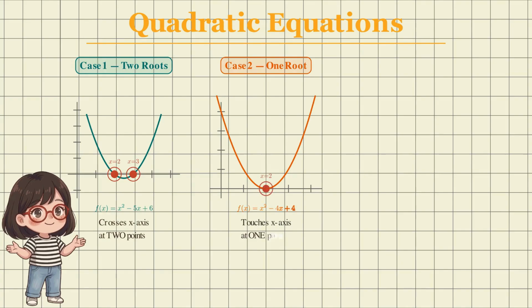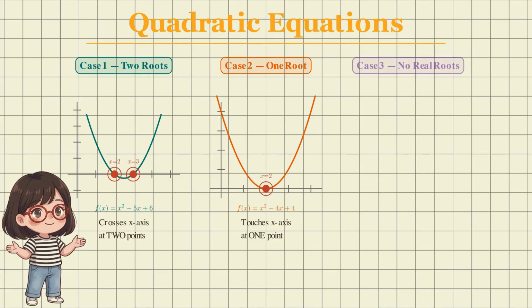This one is interesting. The parabola comes down, just barely touches the x-axis at x equals 2, and then bounces right back up. It doesn't cross. It just kisses it. That's called a repeated root.